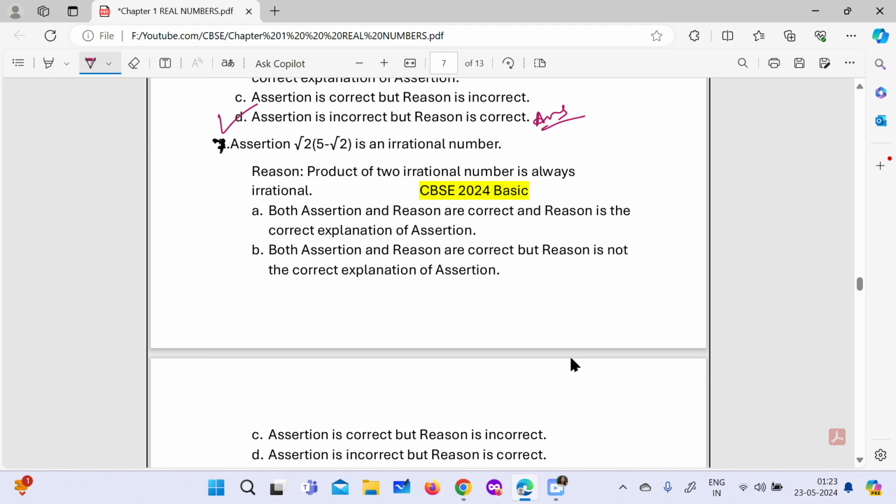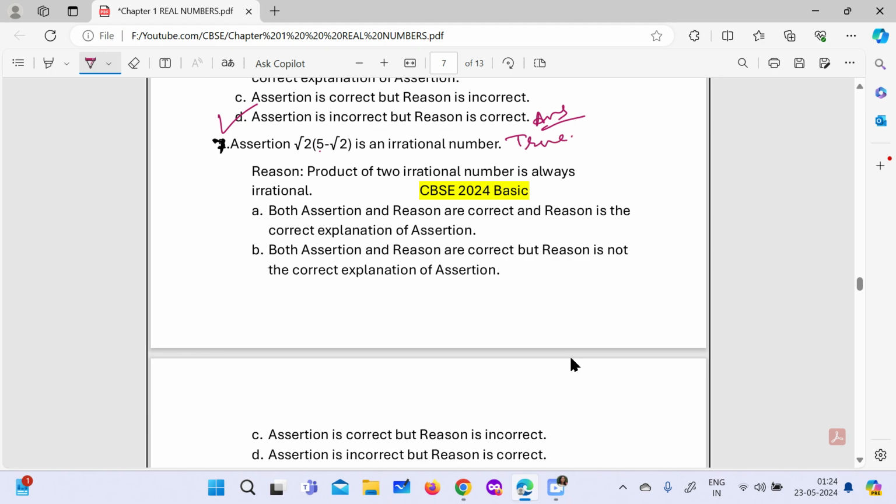And here, assertion: root 2 times (5 minus root 2) is an irrational number. So here it says that root 2 times (5 minus root 2) is an irrational number. See, when you subtract a rational and an irrational number, you definitely get an irrational number. And here root 2 is irrational. So this is an irrational number. Now, we see that this is correct. Whatever is the assertion, this is true.